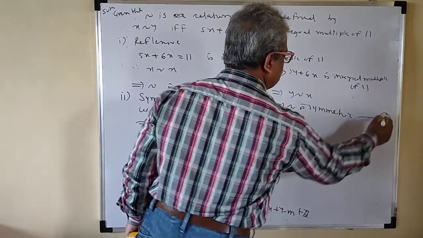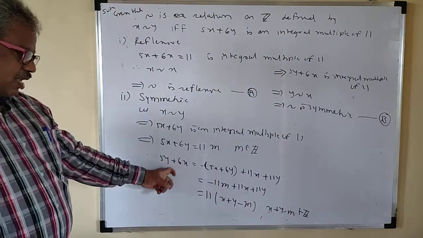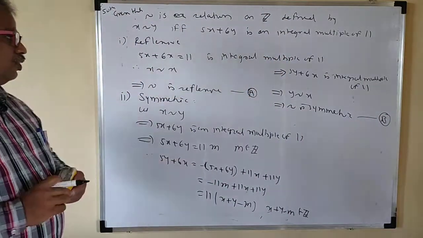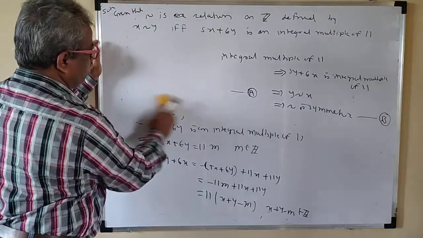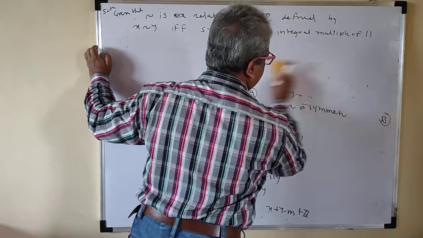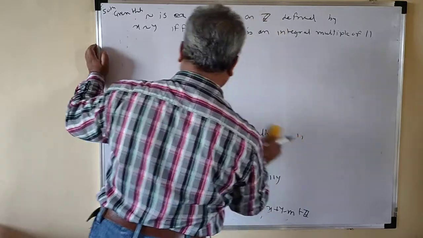I call this B. This part is very important. Okay, now we do reflexive. Reflexive we did, symmetric we did. Now we have to do the transitivity.